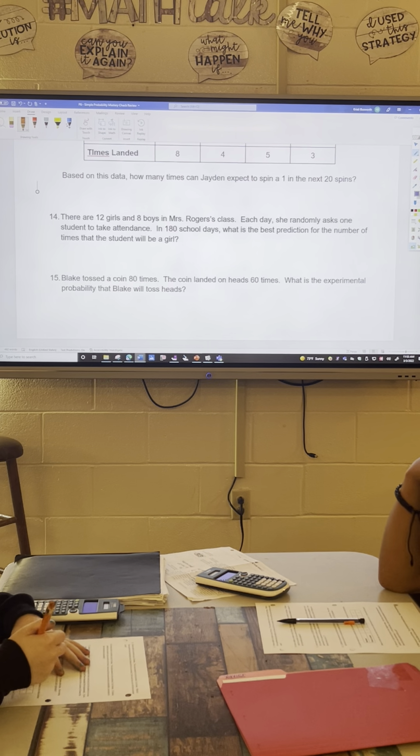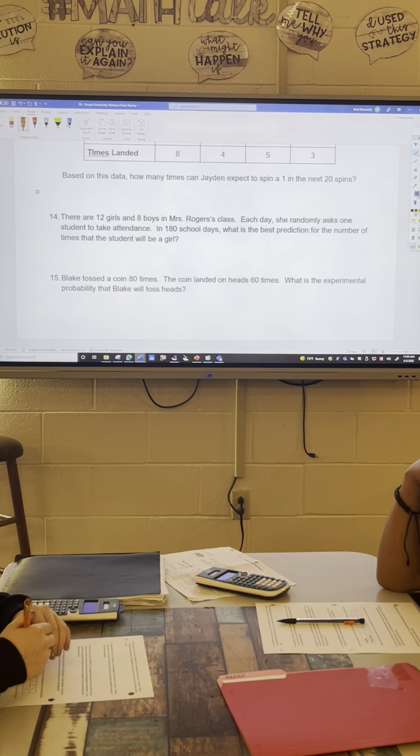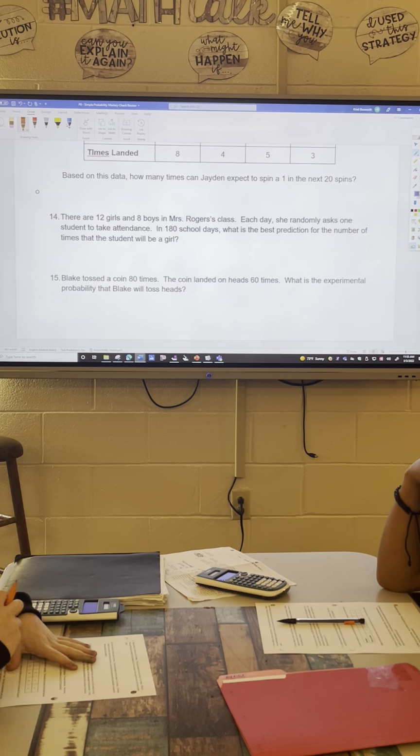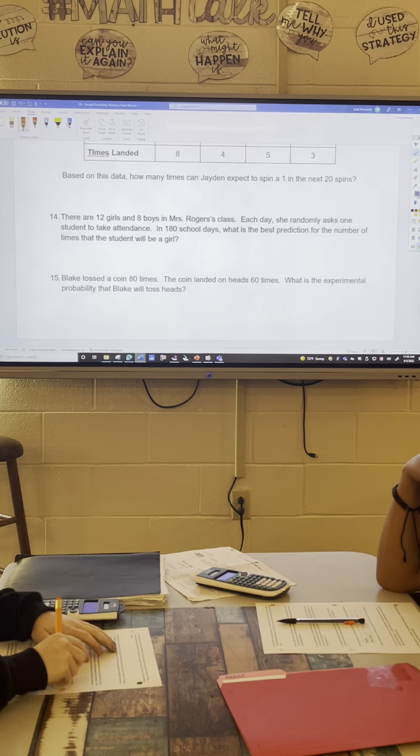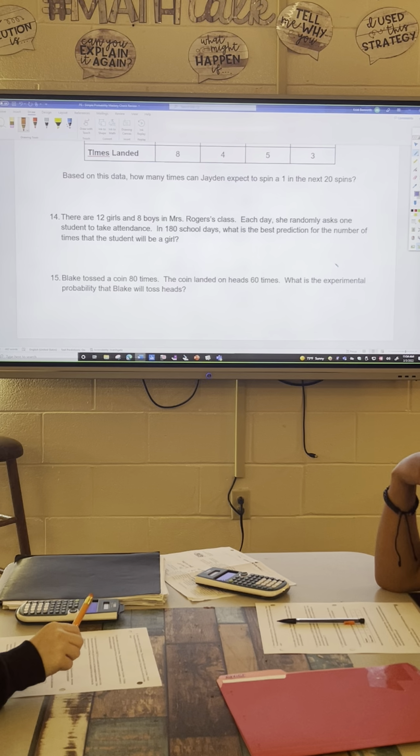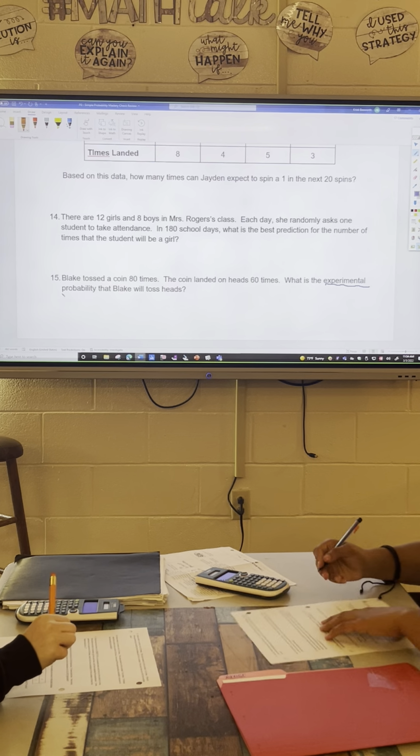Blake tossed a coin 80 times. The coin landed on heads 60 times. What is the experimental probability that Blake will toss heads? This problem is just asking you for experimental probability. So I want you to underline the words experimental probability.